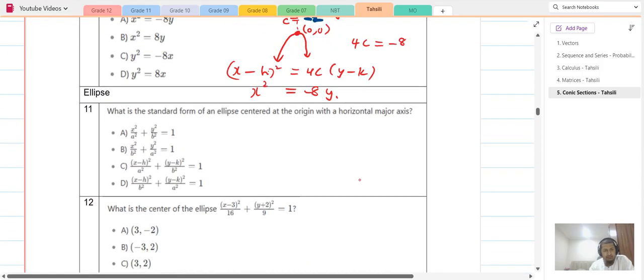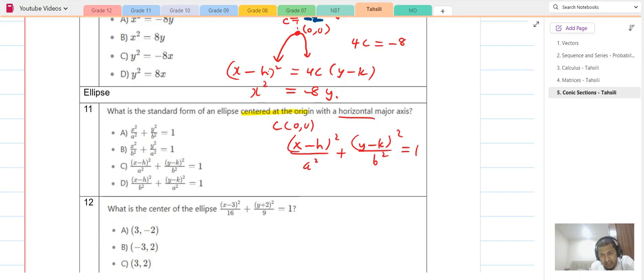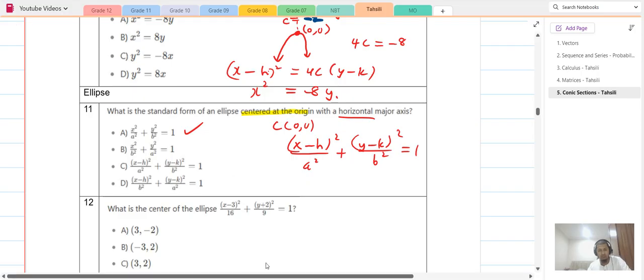Alright, so question 11. What is the standard form of an ellipse centered at the origin? Because this is centered at the origin, the center is (0, 0), with a horizontal major axis. They're telling us that the major axis is horizontal. So if the major axis is horizontal, what should be on top? It should be x. So the general form is (x minus h) all squared over a squared plus (y minus k) all squared over b squared is equal to 1. We know (h, k) is (0, 0), so obviously the answer turns out to be a. I hope you guys understood that.